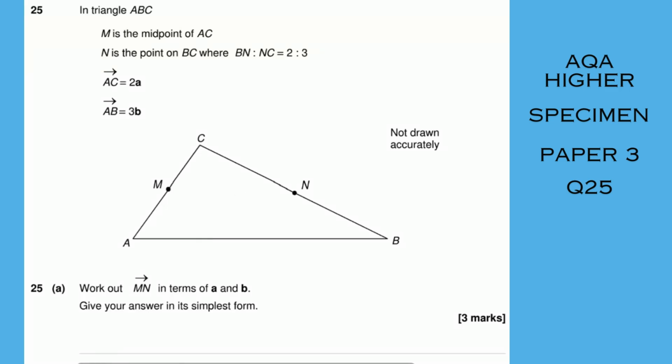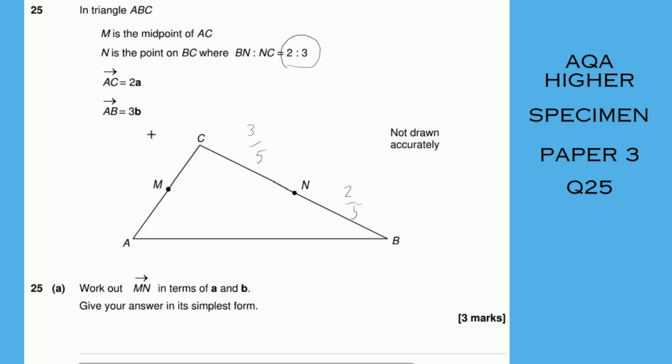Another vectors question, but this time from AQA Specimen. So lots of waffle on this one, but like my other videos, as soon as you see a ratio, write on the diagram with some fractions. So B to N is getting the 2/5 share, and N to C is getting the 3/5 share. Always getting that on, for me, most important.